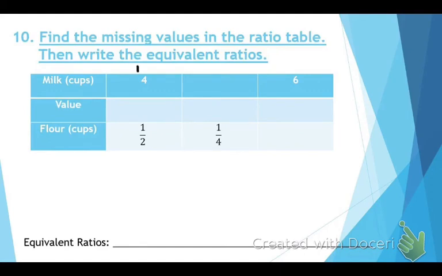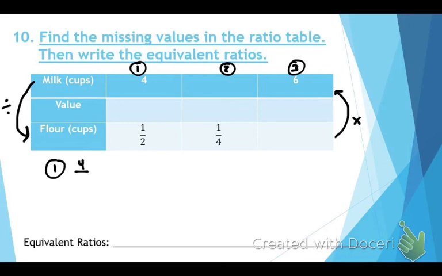Remember, whenever we're working from the top to the bottom, what do I need to do? Divide, okay, and from the bottom to the top? Multiply. So let's focus on the very first one. I'm going from the top to the bottom, so what do I have to do? Divide. We're going to do 4 divided by 1/2.